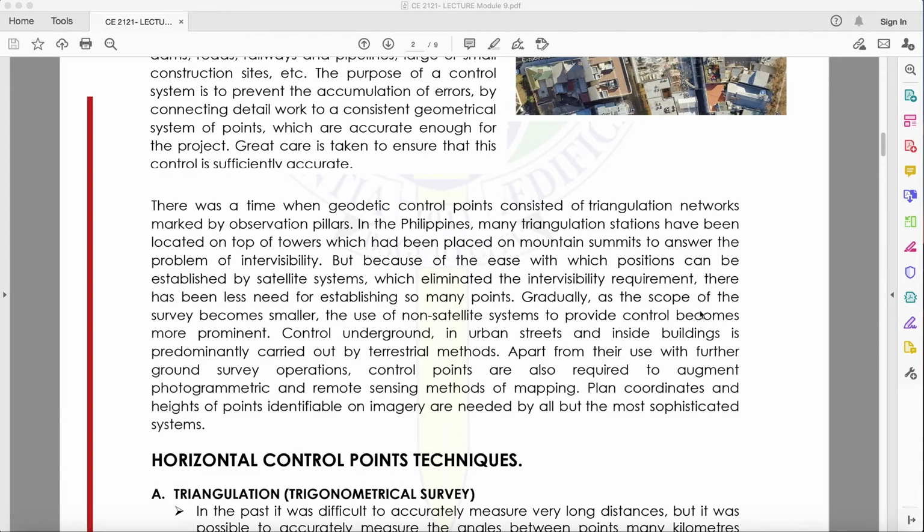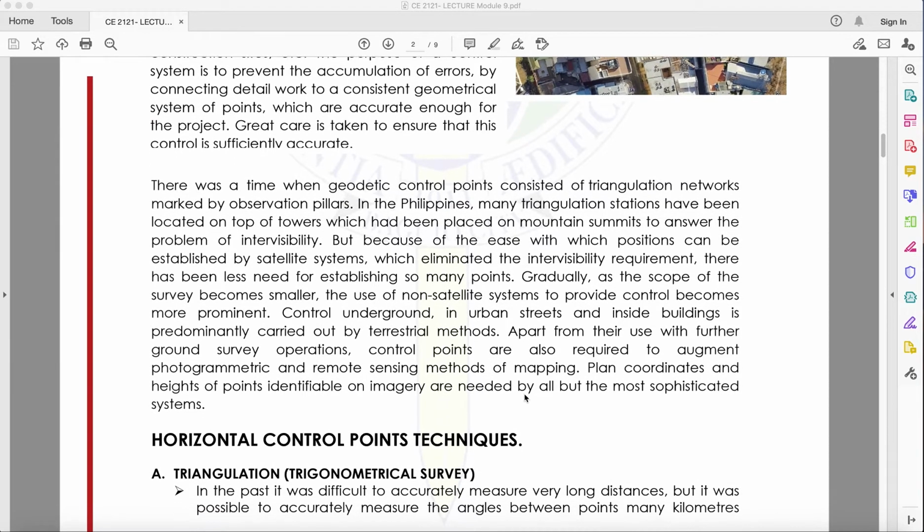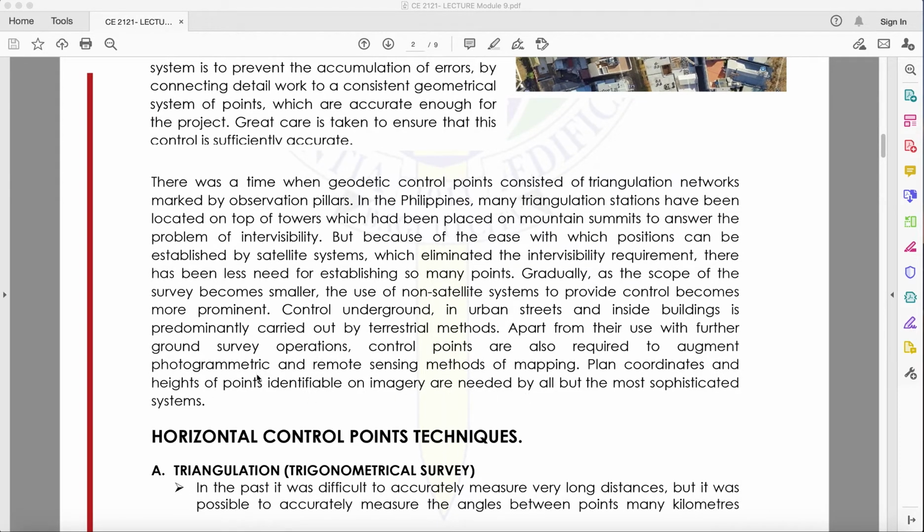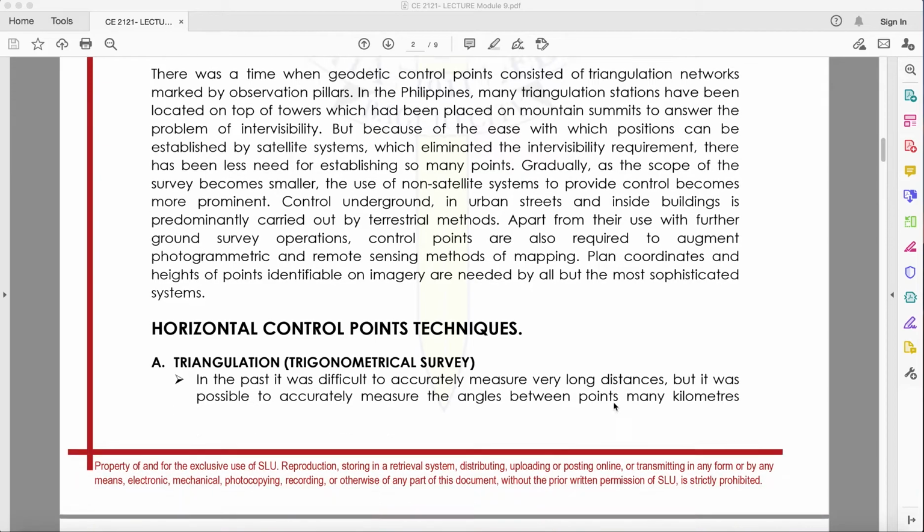Then, gradually, as the scope of the survey becomes smaller, the use of non-satellite systems to provide control becomes more prominent. Control underground, in urban streets and inside buildings is predominantly carried out by terrestrial methods. Apart from their use with further ground survey operations, control points are also required to augment photogrammetric and remote sensing methods of mapping. So photogrammetric is the usage of photography, aerial survey. Okay, plan coordinates and heights of points identifiable on imagery are needed by all but the most sophisticated systems.